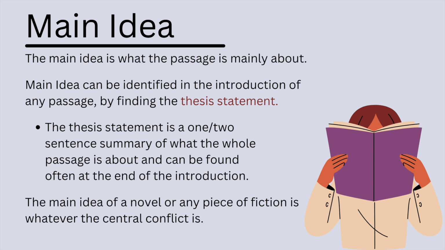And then, if you need to understand the main idea of a novel or a piece of fiction, it's really whatever the central conflict is. I think in my last video I used Star Wars as an example. In Star Wars: A New Hope, the central conflict is that Luke has to save Princess Leia and also defeat the Empire by destroying the Death Star. That's the main idea. That's what the movie is mainly about.